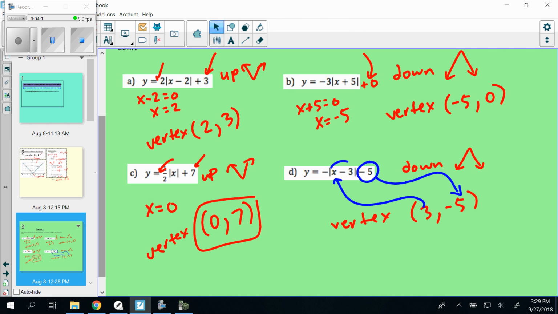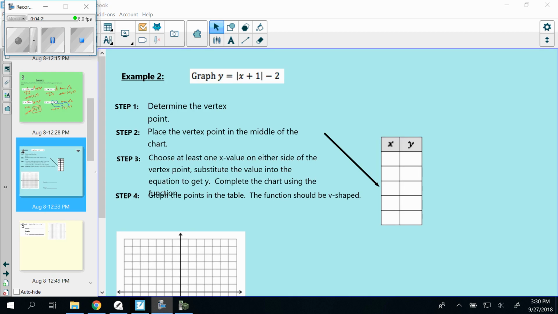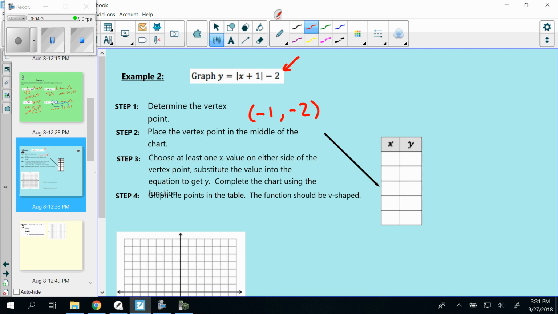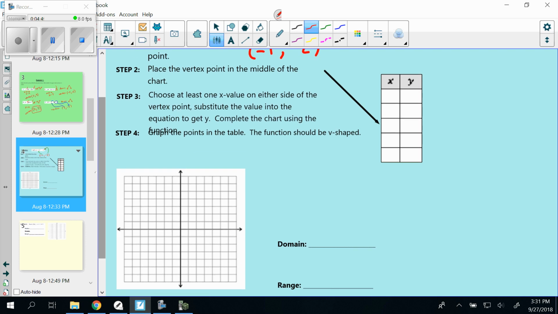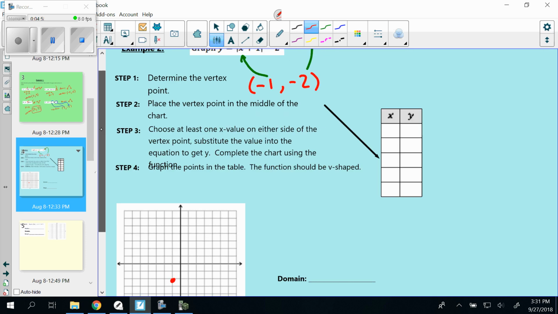Okay, so next example, now we're looking at how to graph these out here. So to graph this one, first we're going to do the same thing, determine the vertex point on this one. The vertex is going to be (-1, -2). Again, -2 is that point right there, and the -1 is because -1 plus 1 makes that equal 0. So now we know that point on the graph. We know we're going to have a point (-1, -2) right here where that's going to come to a V. Some other stuff we know.